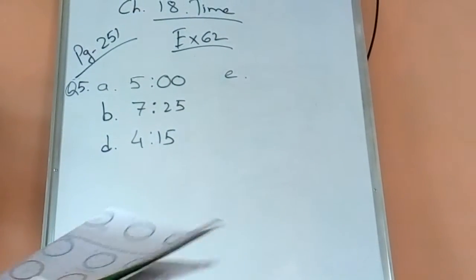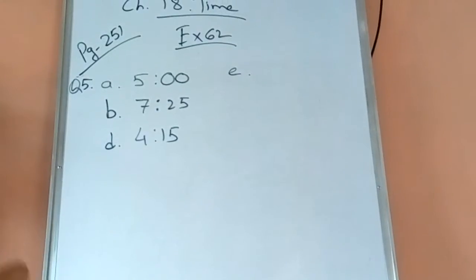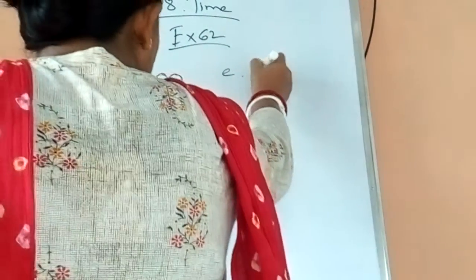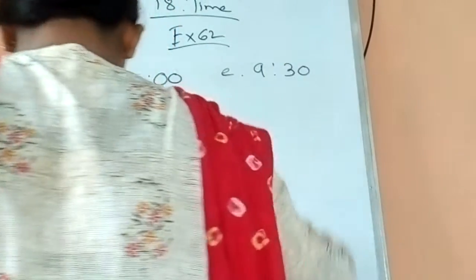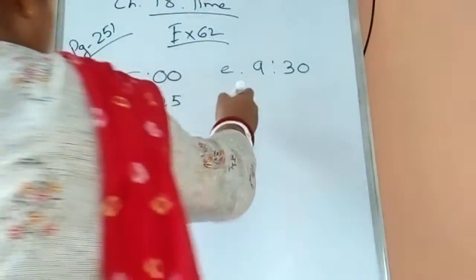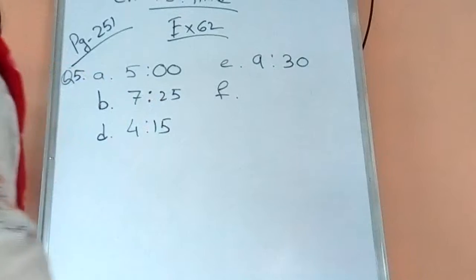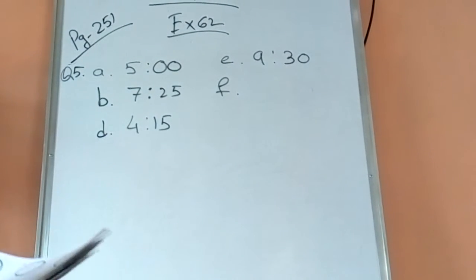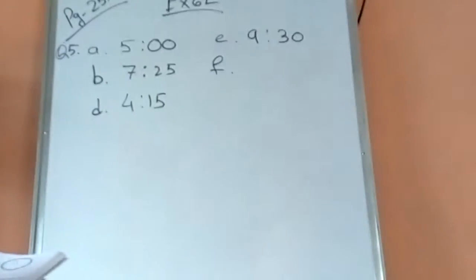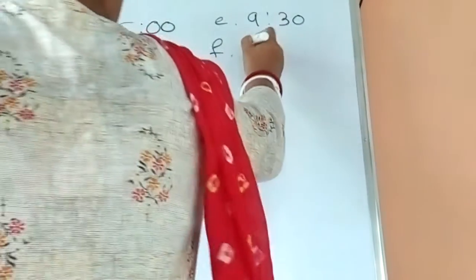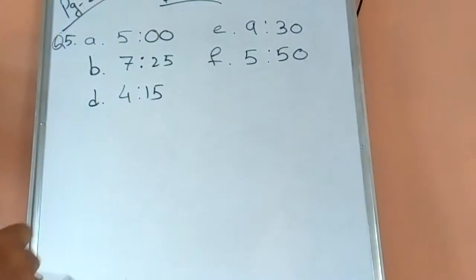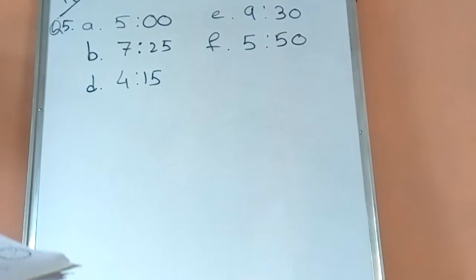Similarly, number E. It is given 9:30. Now 9:30 means 30 minutes have passed after 9. That means the time is 9:30. Similarly, number F. 10 minutes to 6. That means it is 10 minutes left to be 6. You will write 5:50, because if you add 10, then you will get 6 o'clock.